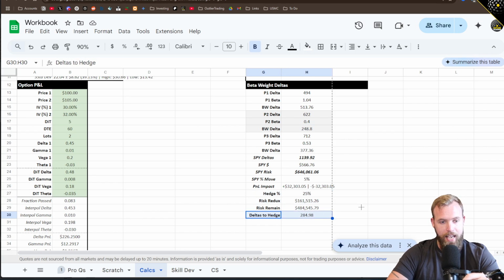Now we know exactly how many SPY deltas we have to hedge in order to reduce this risk. So we need to lose 285 deltas. How might we do that? Again, we can buy puts, we can sell calls in SPY directly. You can trade the volatility index. But the main point here is you can take a really tactical look at your overall risk.